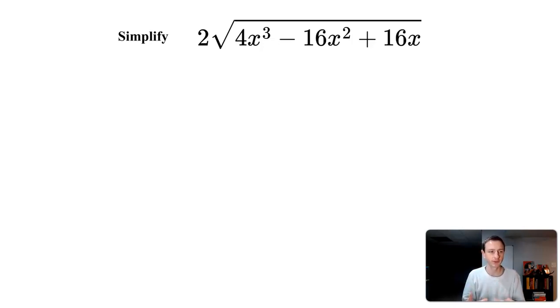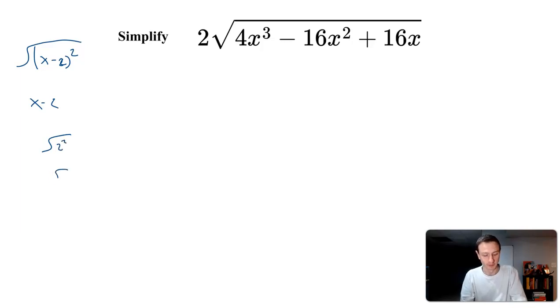Maybe I could create some sort of trinomial that would be a perfect square, like maybe I could get into some form like x minus 2 squared, where I could just factor that, where if I take the square root of x minus 2 squared, I just get x minus 2. Same reason why if I take the square root of 2 squared, which is the square root of 4, that's just 2.